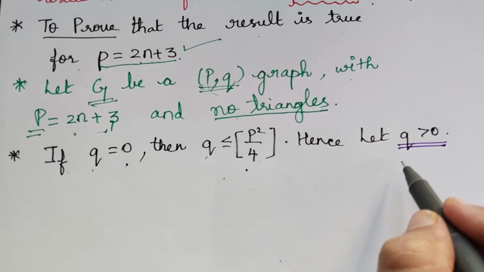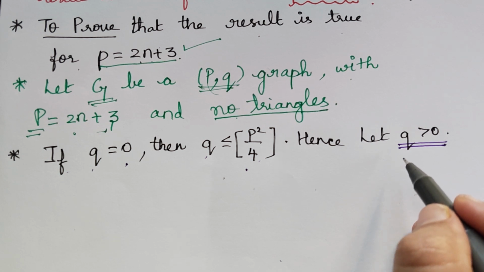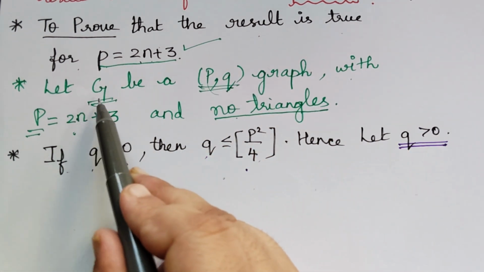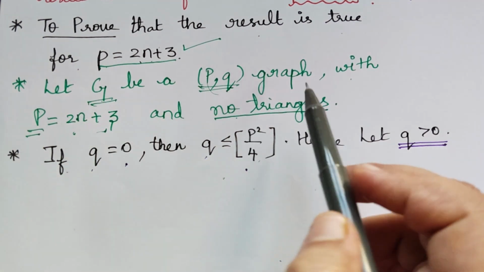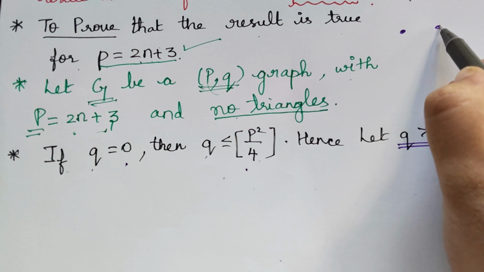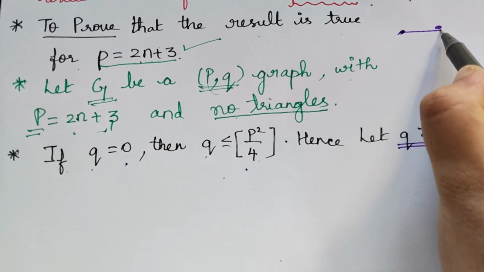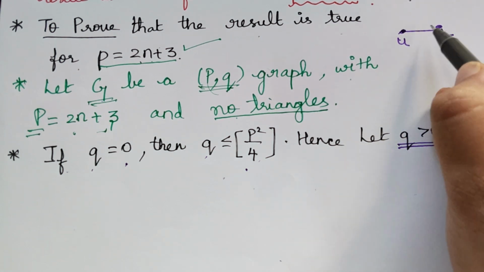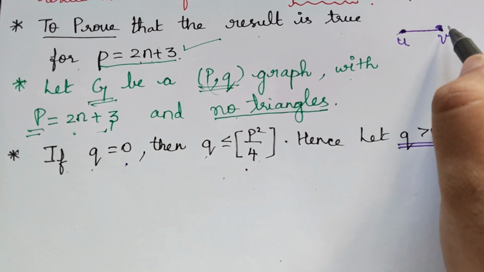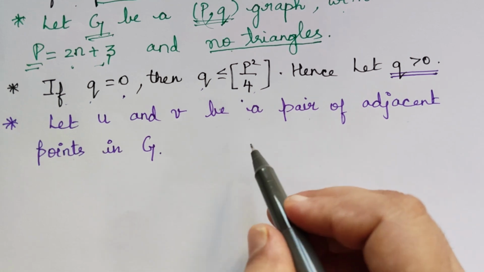So first what we are going to do is we are going to assume a pair of adjacent vertices U and V in this graph G. So in this graph G, we are going to take two adjacent vertices. Adjacent vertices means what? If we take two vertices, when are these two vertices said to be adjacent? If they have an edge between them. For example, if you take this as U and this as V, if there is an edge between them, these two vertices are said to be adjacent. So we are going to take two vertices which are going to be adjacent in G. So I have written that here.